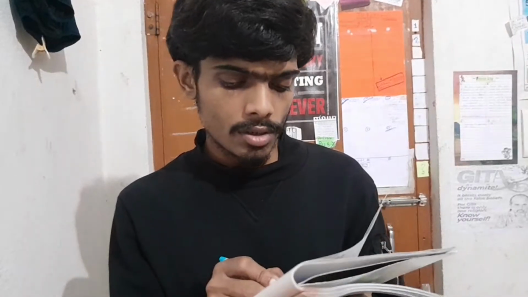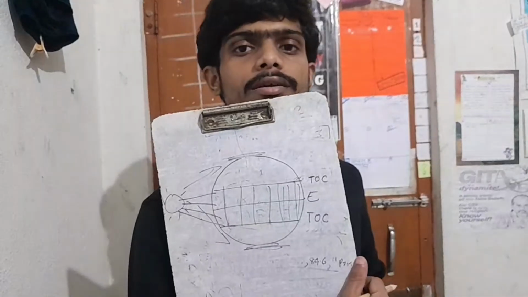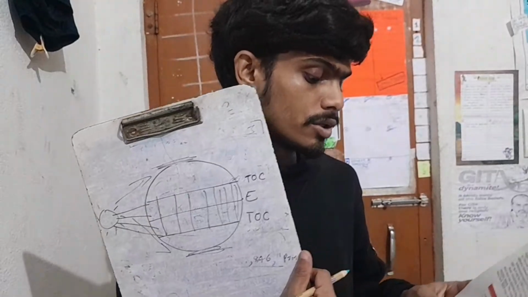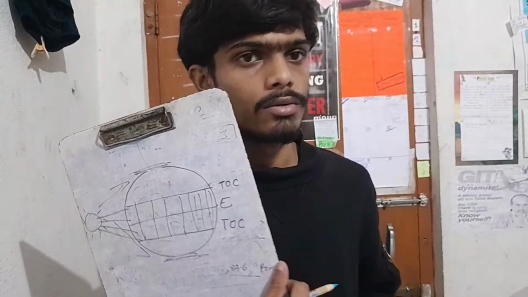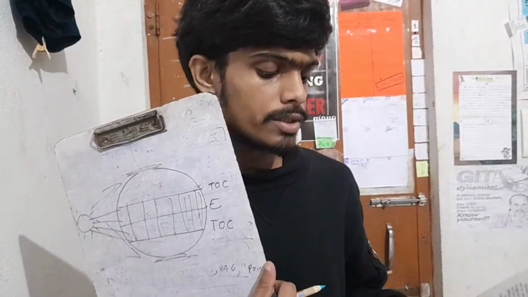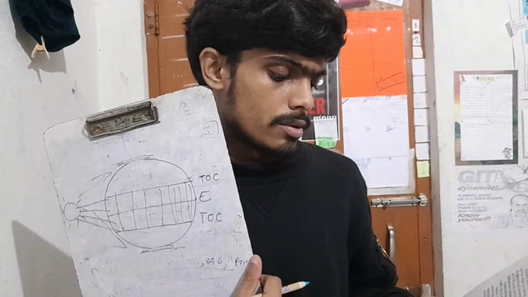Why does the torrid zone receive the maximum amount of heat? Because the position of the sun primarily occurs in this zone for the whole year, so that's why the torrid zone.